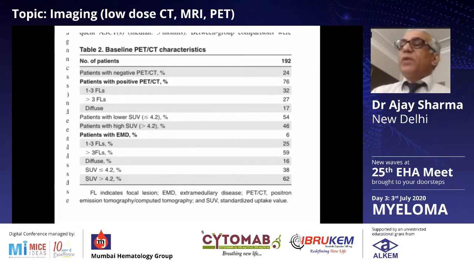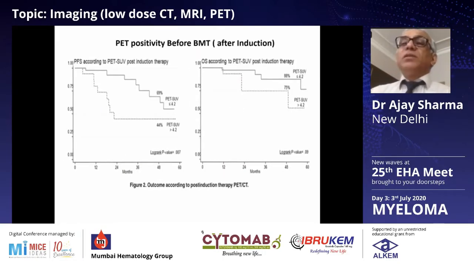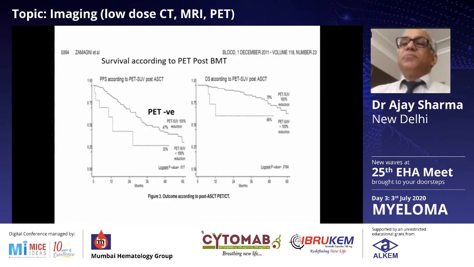Next slide please, 4.2 or less than 4.2. So as you can see in the next slide, the progression-free survival as well as the overall survival in those patients where at the baseline the PET was negative was much superior as compared to those patients where the PET was positive. Even after transplant, the same impact of the PET-CT has been shown. And after transplant also, the survival rates are much better if the PET negativity is maintained.